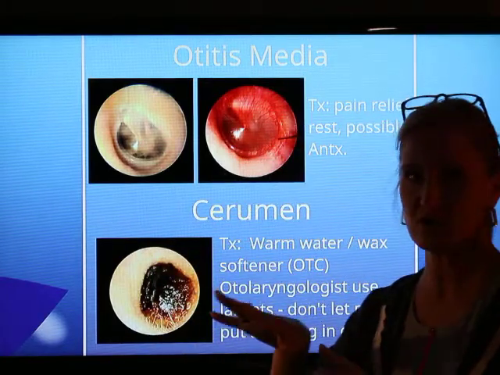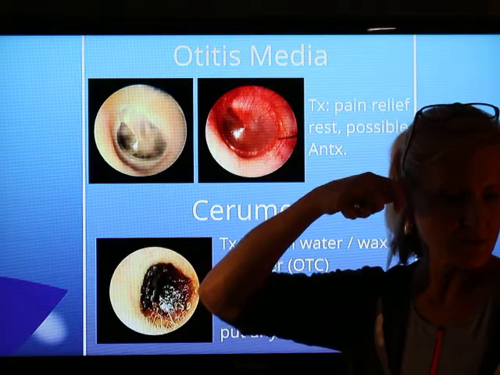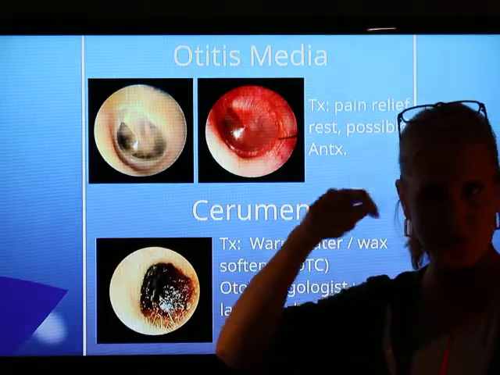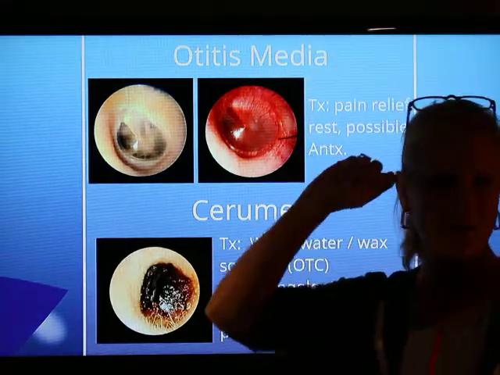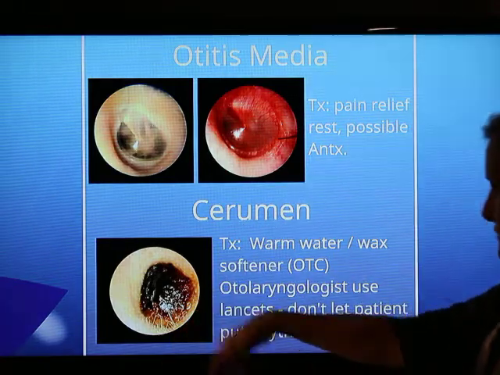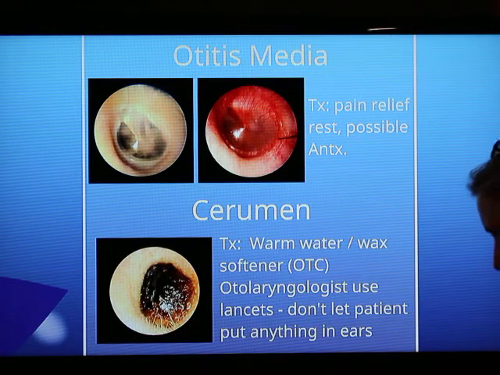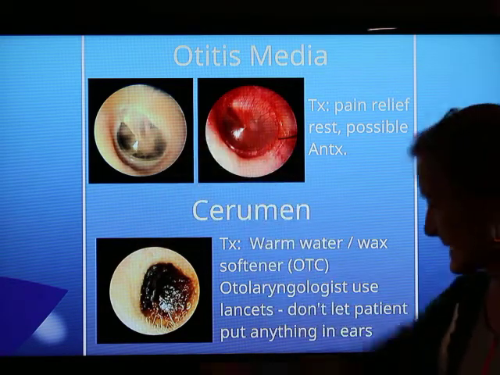If none of that works, then you go in to see the physician, who is trained to go in with a little curette thing, and they can scoop out the cerumen or the wax. So that's what we do for wax in the ears. These are super common.